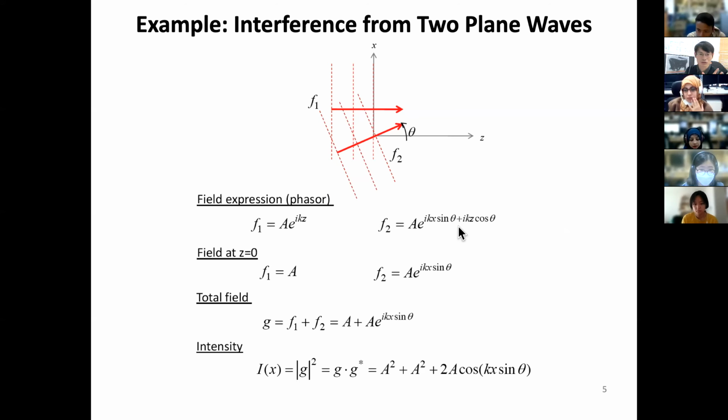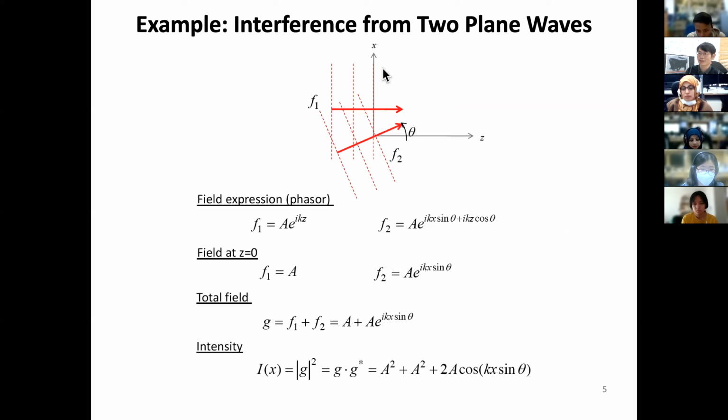So that is the two-field distribution. Let's simplify when z equals 0, which is the screen over here. When z equals 0, then you have only the constant A. So z equals 0 is a simplified form of F1 and F2.